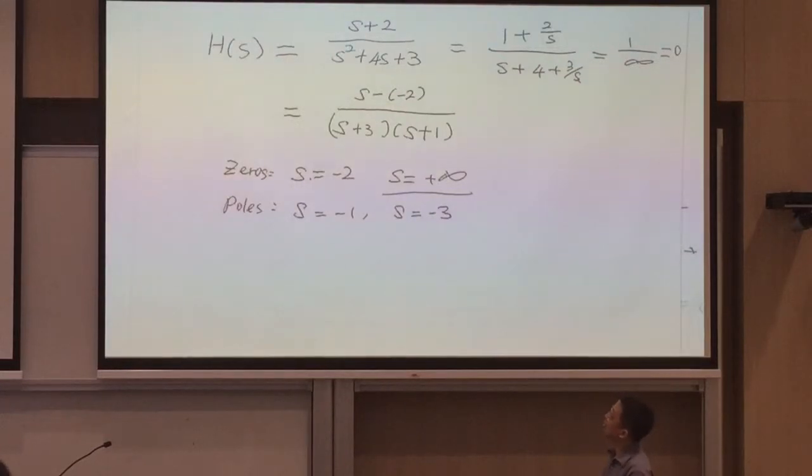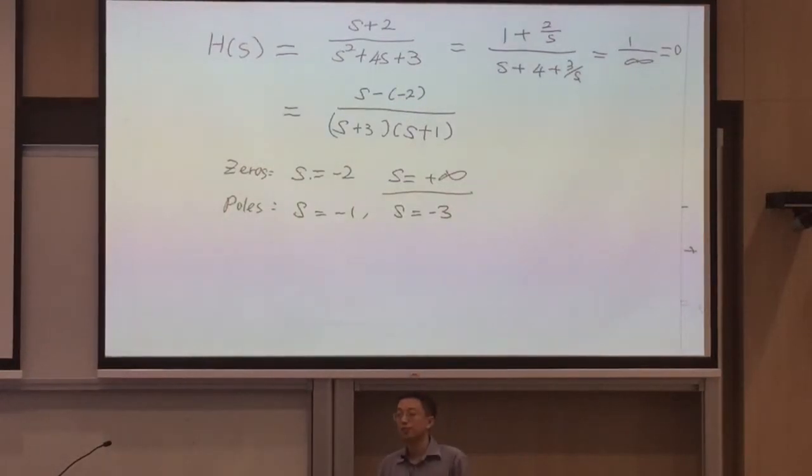Because everybody knows how to substitute s with z, z equals e power st, right? That's why it's simple. But usually students may be a little confused and don't understand why sometimes you have another zero. Okay, the principle is very simple. The number of poles and the number of zeros are supposed to be the same from the mathematical point of view.